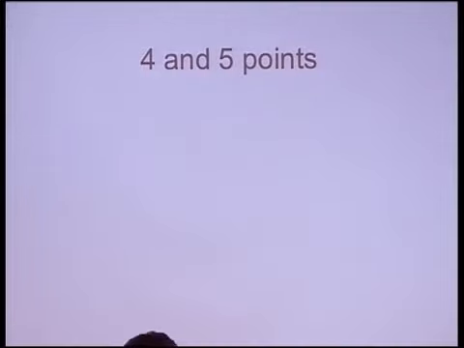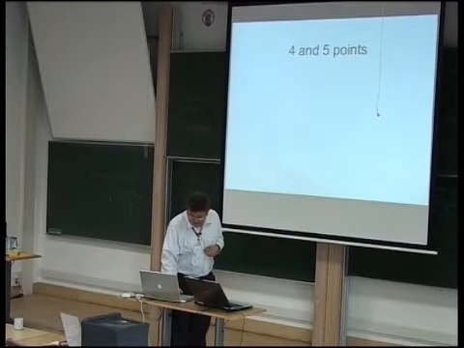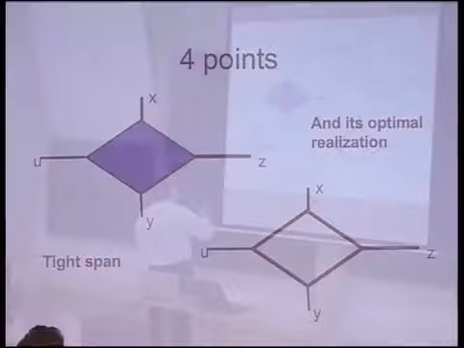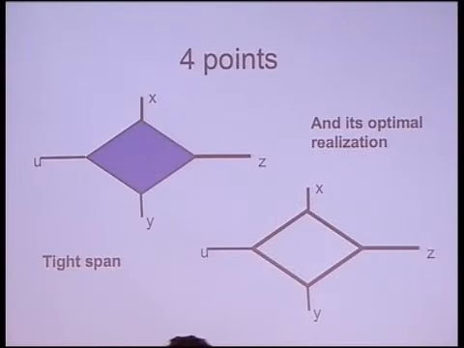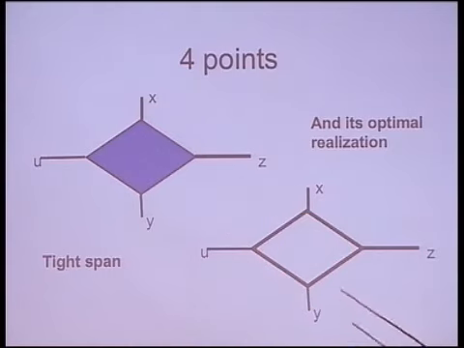Okay. So what has this to do with 4 and 5 points? We have seen the tight span on 4 points, so let's look at that one more time. The tight span on 4 points was like this one. And if you remove the interior of that 2-dimensional face, then you get the optimalization of this metric. So that is how it works with 4 points.